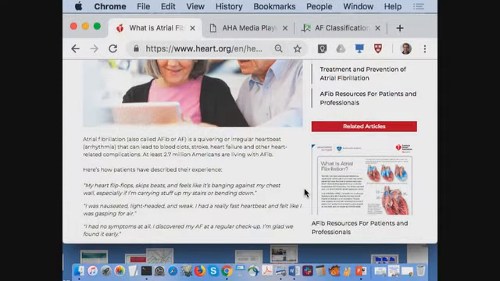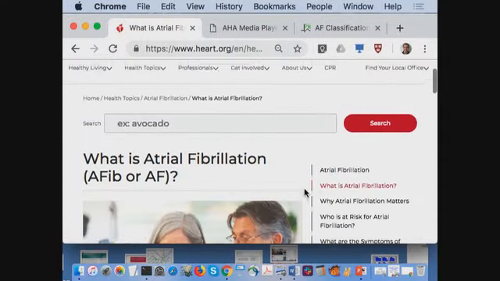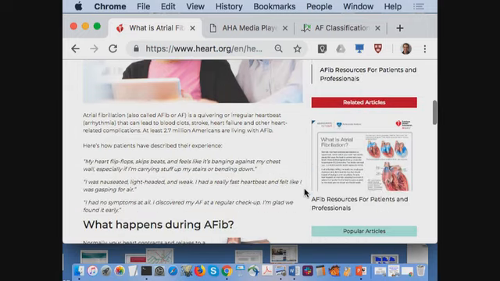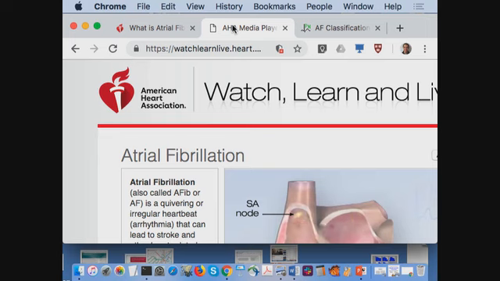So this is from the American Heart Association. They define atrial fibrillation as a quivering or irregular heartbeat, also known as arrhythmia. One of the big challenges is that it could lead to blood clots, stroke, heart failure, and so on. Here's how a patient might describe having atrial fibrillation: "My heart flip-flops, skips beats, feels like it's banging against my chest wall, particularly when I'm carrying stuff up my stairs or bending down." Okay, now let's try to look at a picture of it.